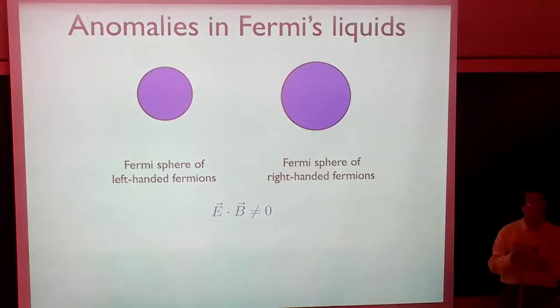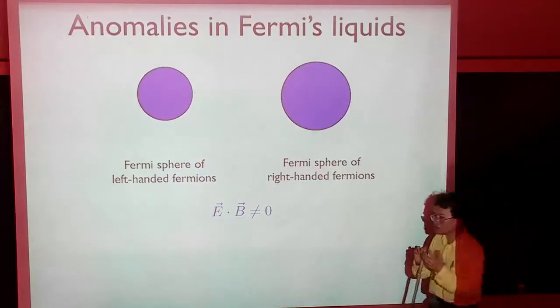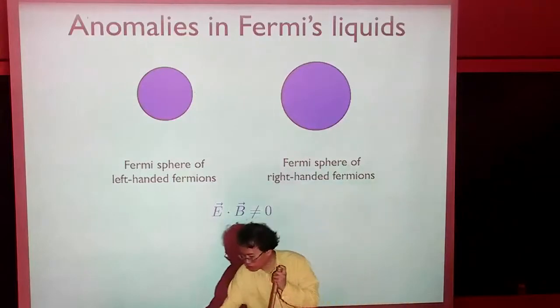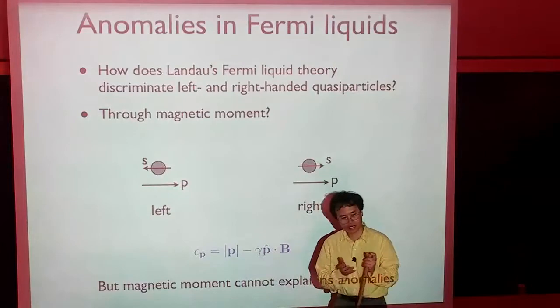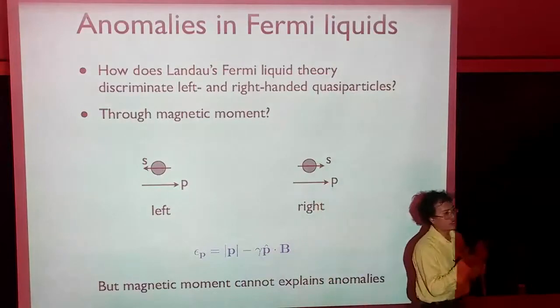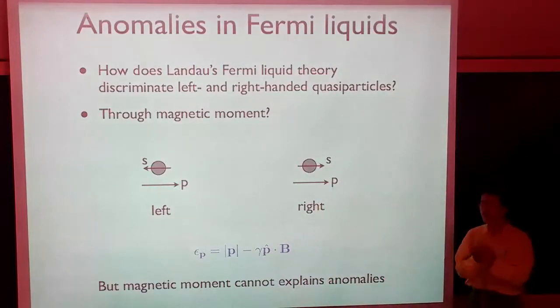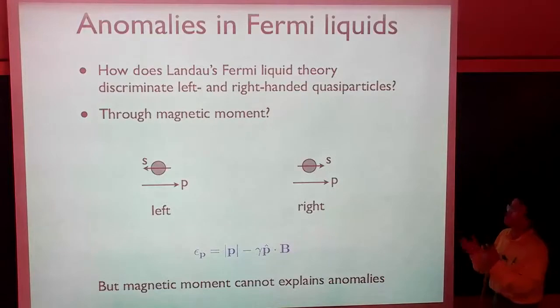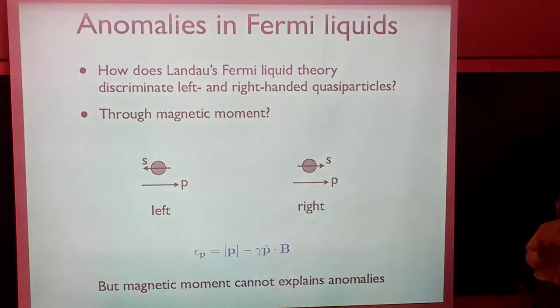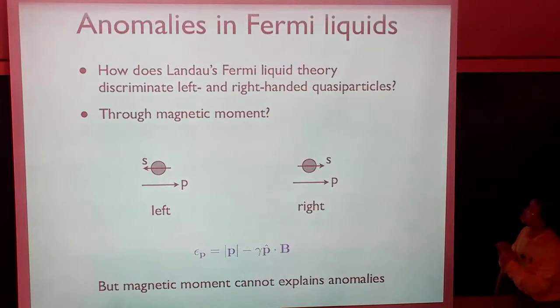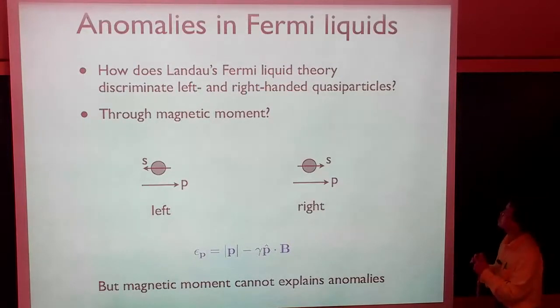And the question is, how does it happen? How does Landau's Fermi liquid theory know about this effect? How does the kinetic theory know which particle is left-handed and which particle is right-handed? How does one discriminate between particles with different chiralities?